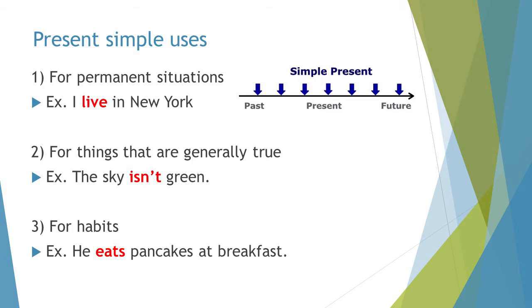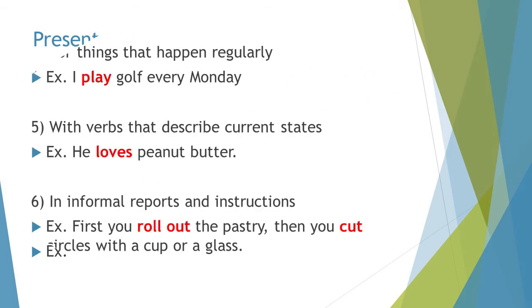We use it when we are referring to a permanent situation. For example, I live in New York. It is something that will never change. We also use it for facts and things that are generally true. As the following sentence suggests, the sky isn't green. It is a fact. And when we are talking about habits, for example, he eats pancakes at breakfast.